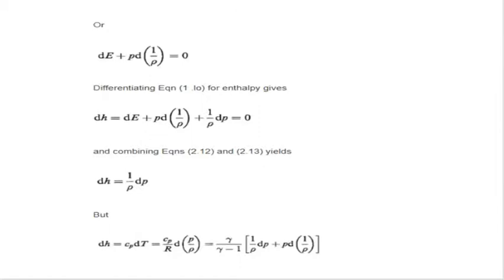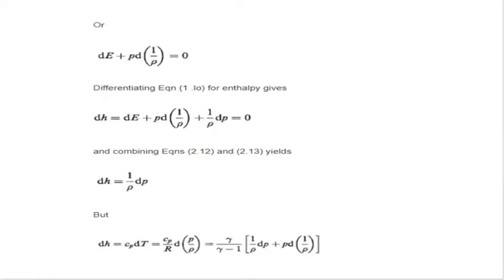Now differentiate the above equations so that you will get the enthalpy. So dH is equal to dE plus P d of 1 by rho plus, again differentiating that, 1 by rho into dP, which is equal to 0. Combining those first two equations, you will get the enthalpy. How? In the first equation we have dE plus P d of 1 by rho, and in the second equation dE plus P d of 1 by rho. Equal and opposite terms cancel, so that you will get dH equal to 1 by rho into dP. But you know what the actual enthalpy is?